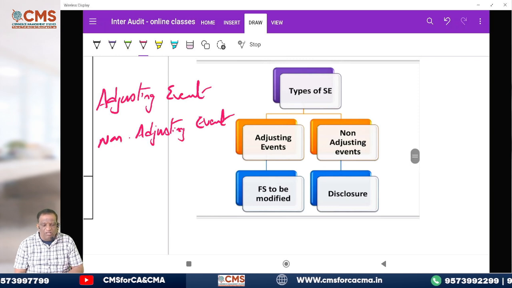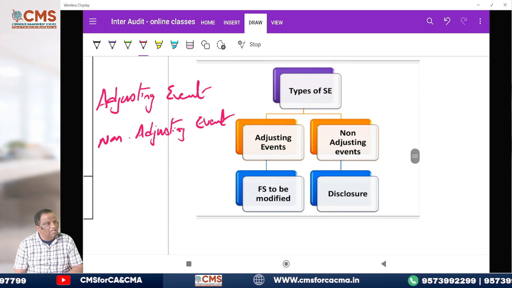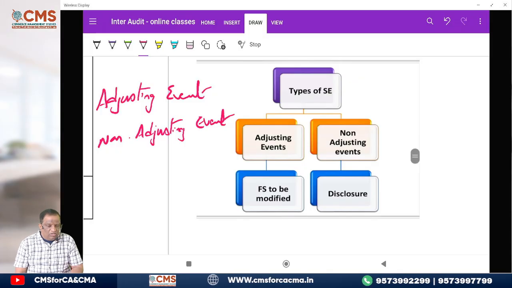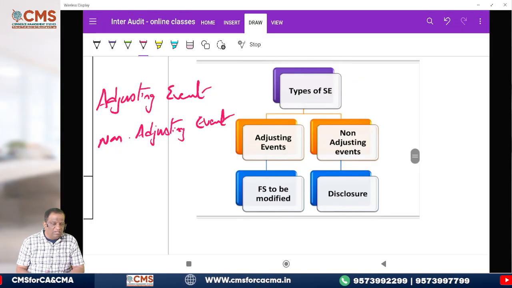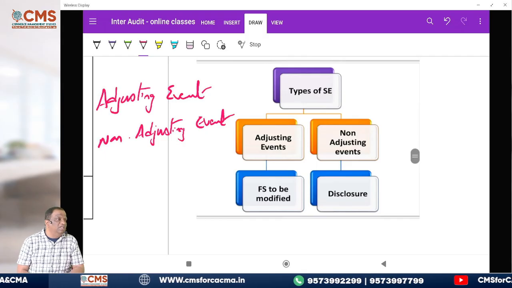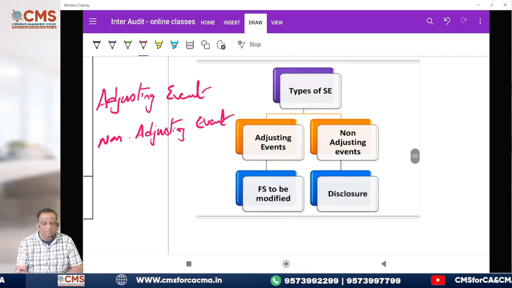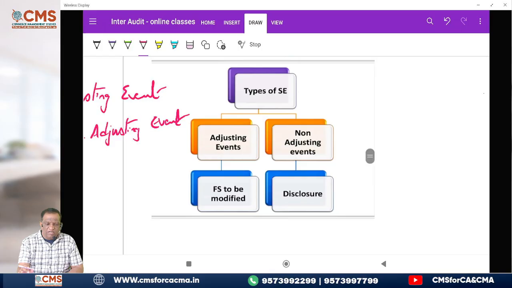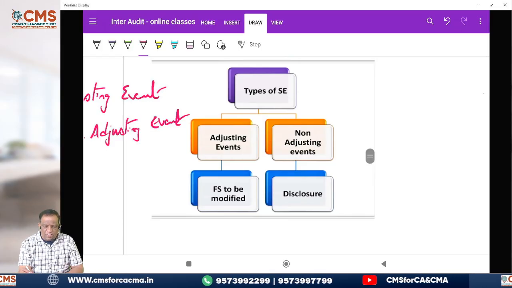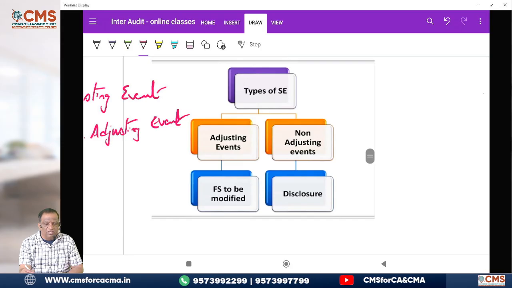That is why we call them adjusting events, which require an adjustment. And non-adjusting events are the events you don't have to adjust in the books because they have happened after the financial year, but a disclosure of it is needed. Just to explain, of course, since it's not a detailed class, I may not be able to go into detail. Let's focus on the key points of it, but having touched, I will complete.